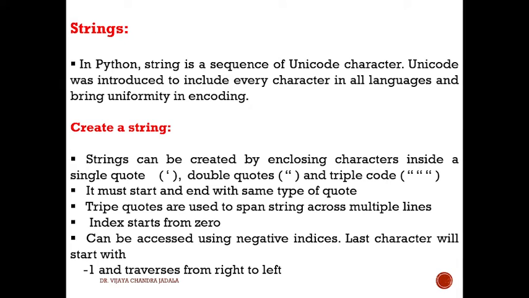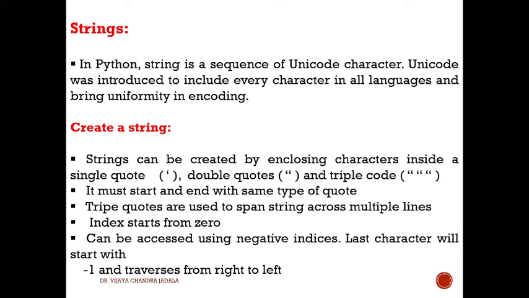Strings. In Python, a string is a sequence of Unicode characters. Unicode was introduced to include every character in all languages and bring uniformity in encoding.